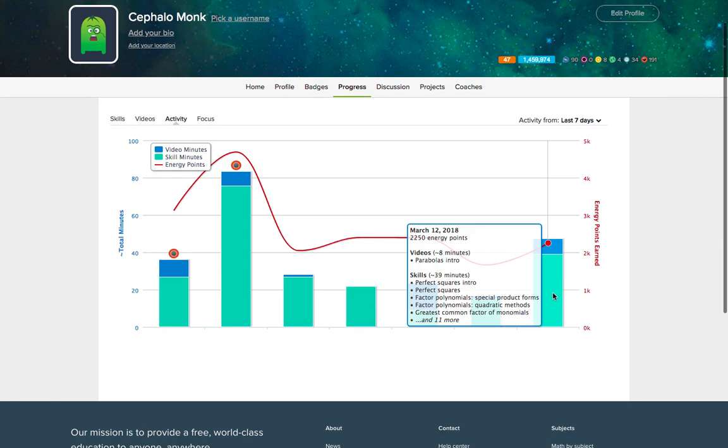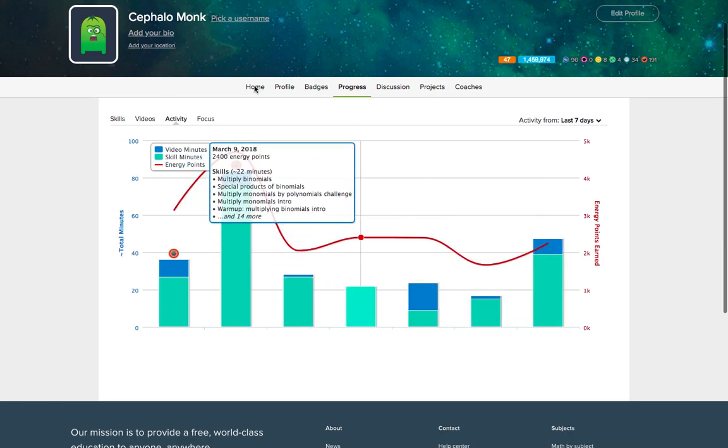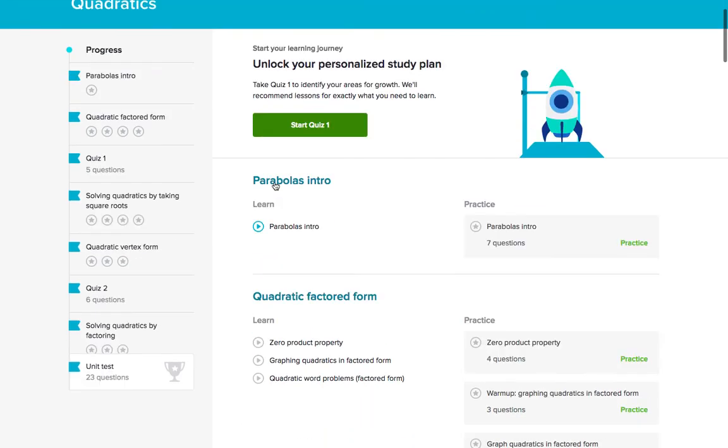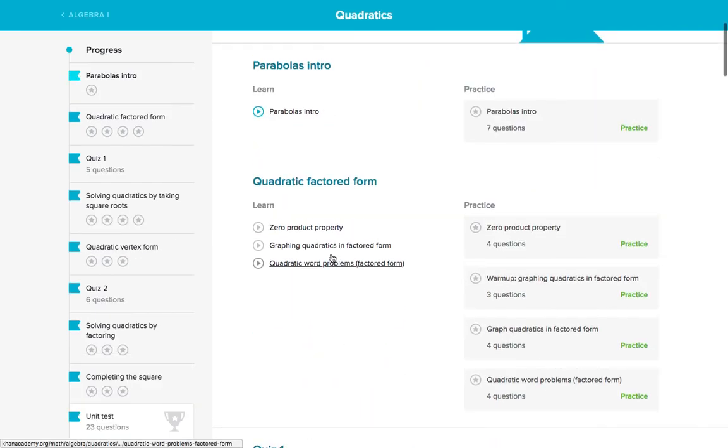All right. So tomorrow we'll do more of those. Quadratics, the parabolas.